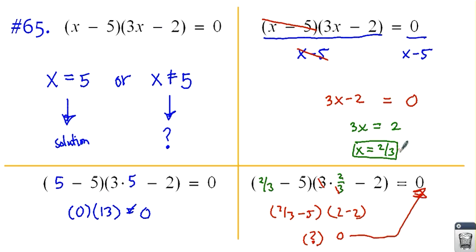So 2/3 is a solution, 5 is a solution, and the solution set to the original equation consists of the number 5 and the number 2/3.